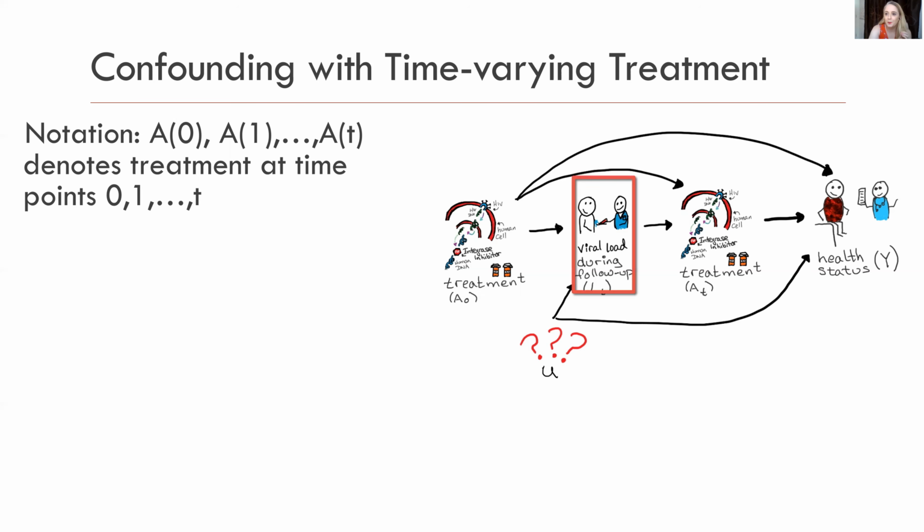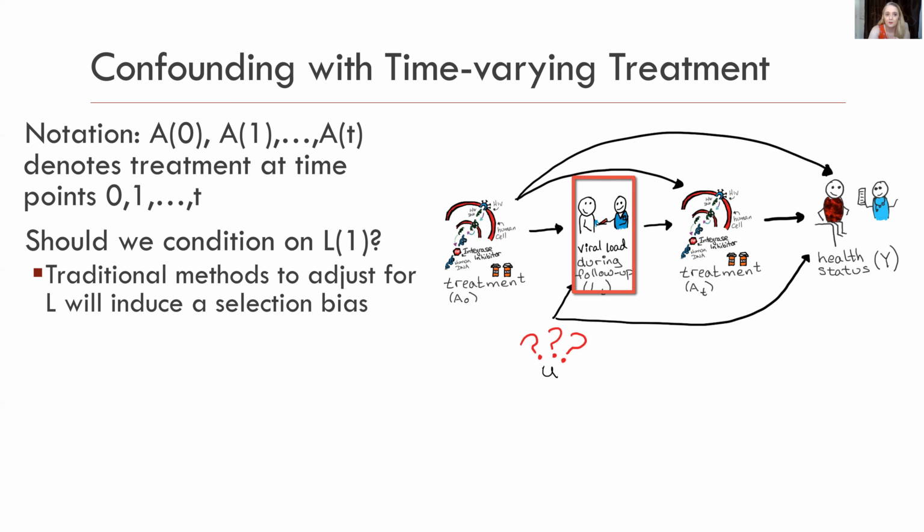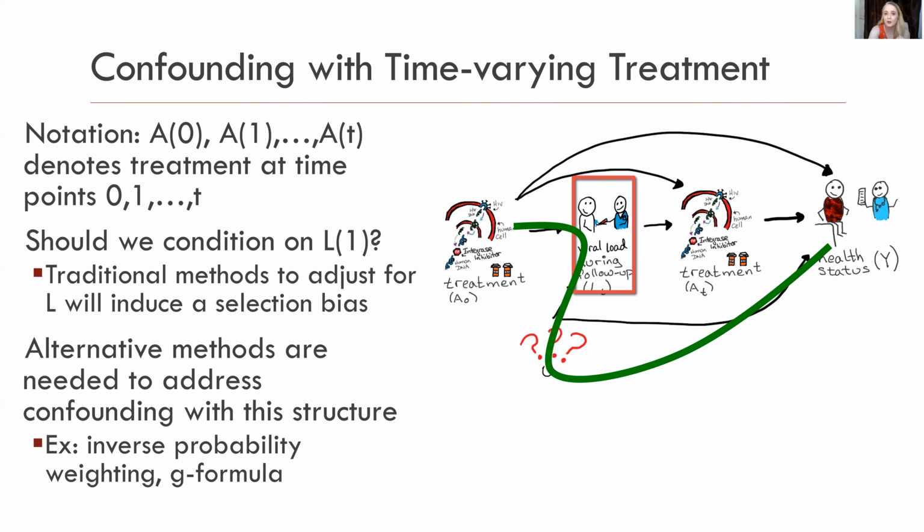If we use a typical traditional regression model where we just put L_T in the model, that's like opening up this collider, and that's a problem. So traditional methods will induce selection bias here. Instead, we can use an alternative method, something like IPW or the G formula. When we do that, instead of conditioning on viral load, we actually remove the arrows into it in a way that makes this no longer a problem. And that is a story for another video, but you can just trust me on that for now.